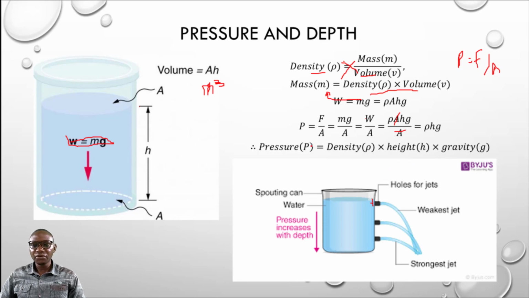And if you look at the formula up here, you can see that pressure is directly proportional to height. The higher the height, the higher the pressure at the bottom. Did you understand it? That is what it is trying to tell us. We know that the density of the fluid is constant, the acceleration due to gravity is constant, but the height can vary. The higher the height, the higher the pressure.